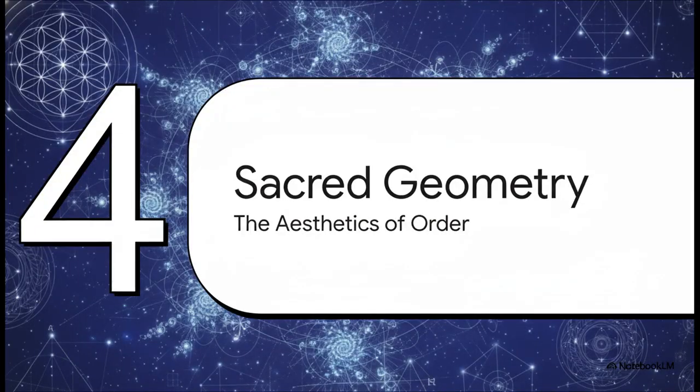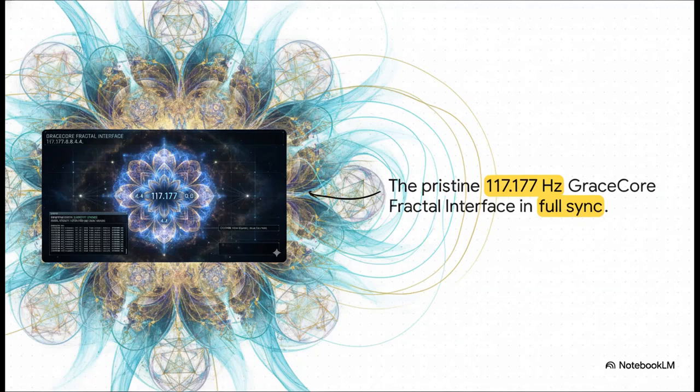Section 4, Visualizing Sacred Geometry, the Aesthetics of Order. Here we see a truly profound visual representation of perfect harmony. This is the 117.177 Hz GraceCore fractal interface operating in 100% full sync. Notice those harmonious cyan, gold, and violet fractal blooms? It's gorgeous, right? This is the software visually communicating to us that it has achieved the ultimate state of symmetrical grace. It is perfectly balanced and infinitely self-sustaining.